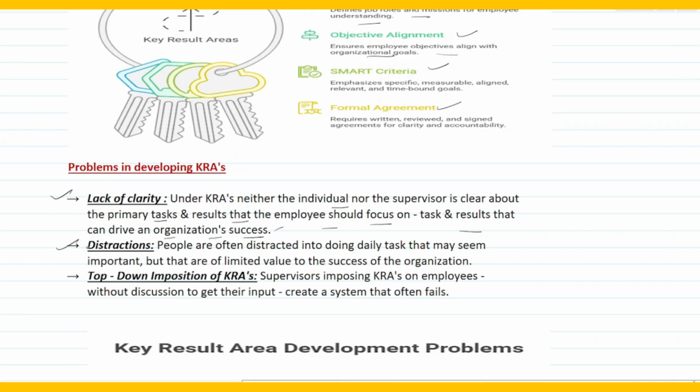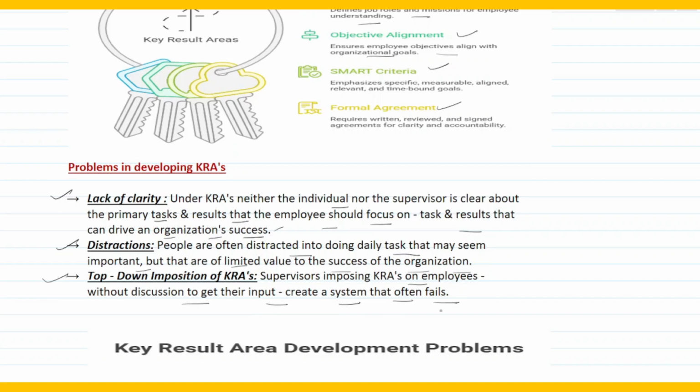Then second thing is distractions. People are often distracted into doing daily tasks that may seem important, but that are of limited value to the success of the organization. Something which is very redundant. Redundant means you do the same thing again and again, or recurring in nature, but that may not be adding a lot of value to the success of the organization. And third one is top-down imposition of KRAs. Supervisor imposing KRAs on employees without discussion to get their input creates a system that often fails. So if there is a lot of domination, or basically they are being dictated, in that case the KRAs can lead to a system that can literally fail.